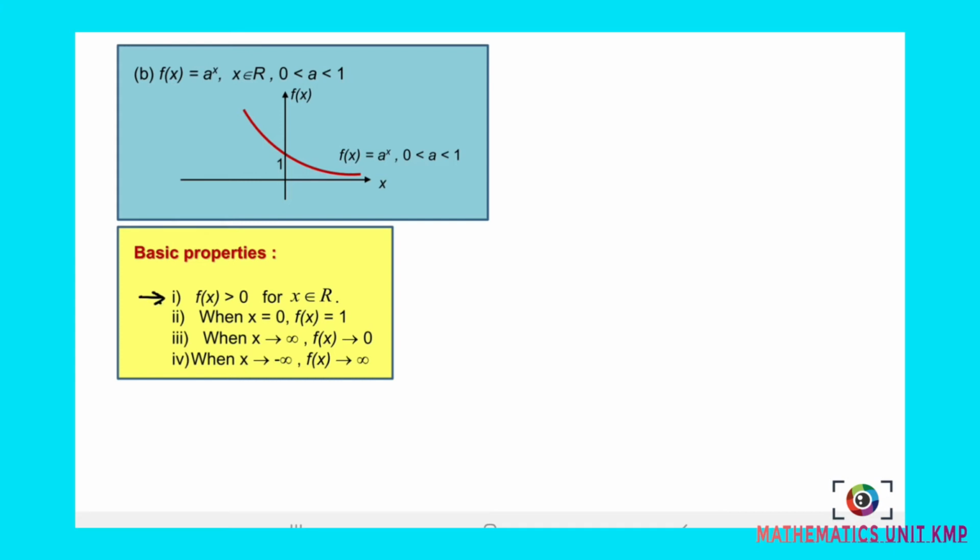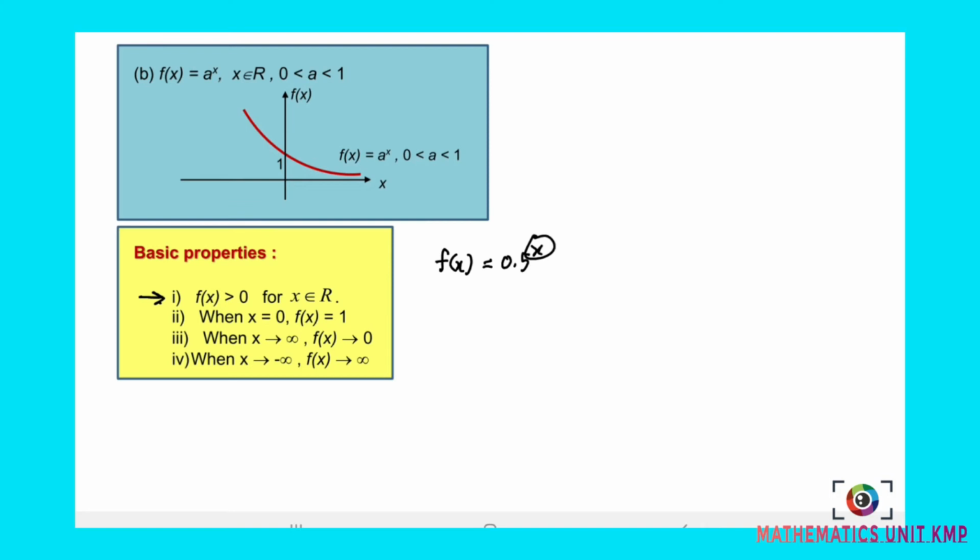Alright, for example, kita ambil antara 0 dan 1 ya. f(x) equal to 0.5 power of x. You boleh masukkan semua jenis nilai x, positif ke negatif. Nilai f(x) itu mesti akan dapat lebih besar daripada 0. You can calculate yourself. That's why the value of f(x) must always be greater than 0 for all real values. Understand?